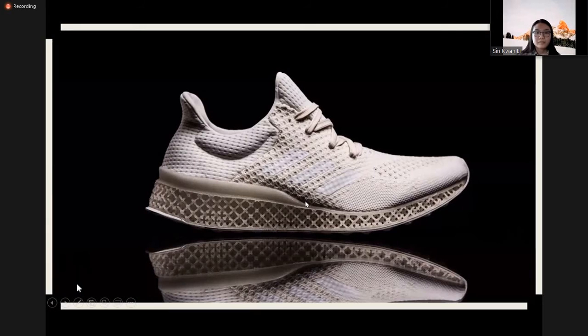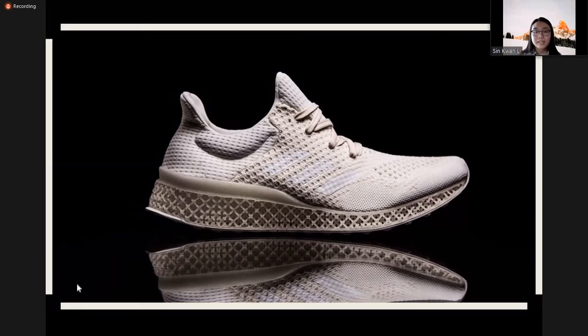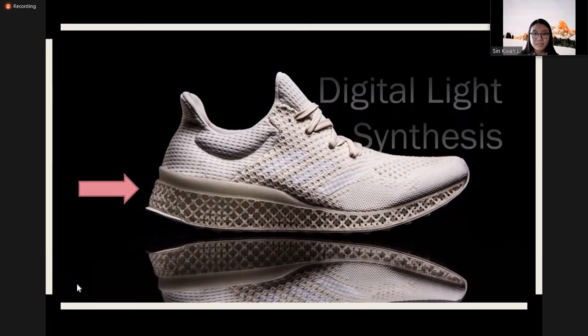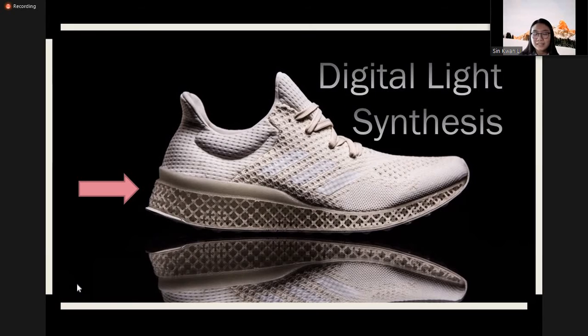Now, does anyone recognize what shoes these are? Yes, it's the sneaker from the Adidas Futurecraft 4D collection. Adidas aims to produce customized midsoles of these shoes in the future using the digital light synthesis technique developed and owned by a company named Carbon. Which brings us to today's topic, digital light synthesis, DLS 3D printing. I'll be talking about the basic mechanism of DLS 3D printing, the application of this technology and its benefits.